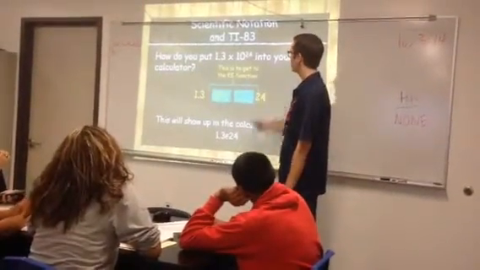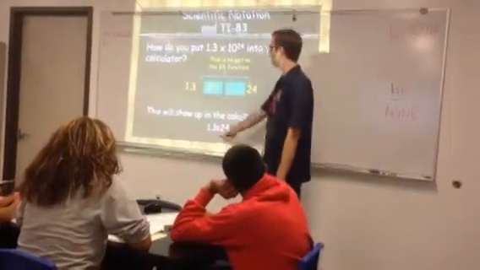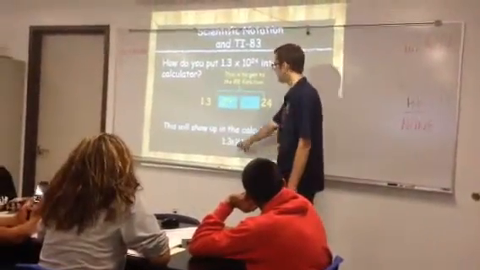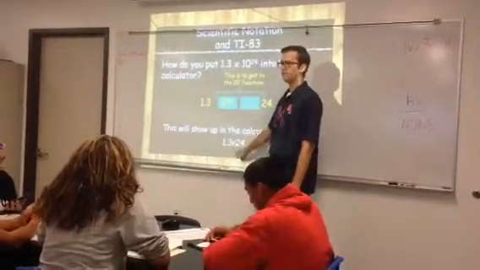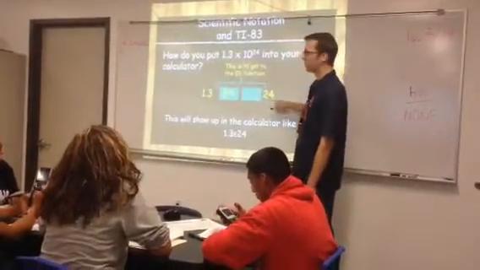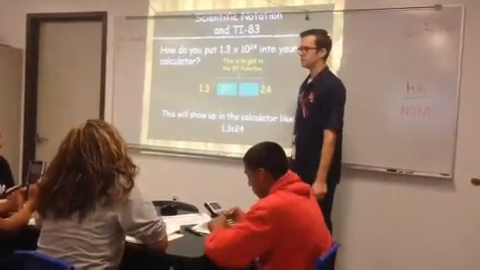Now, those of you that have 83s and 84s, you put the number in 1.3, second comma. You should see a little E on your screen. Do you see that? Yeah. Now all you do is type in 24. So you would just type in 24.